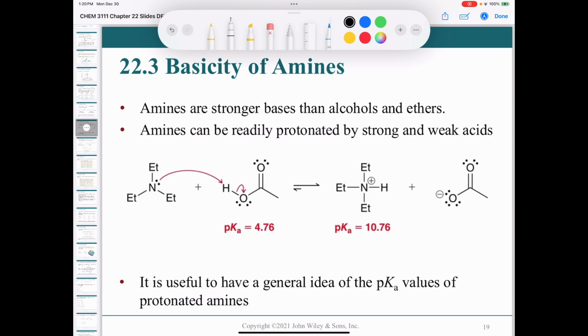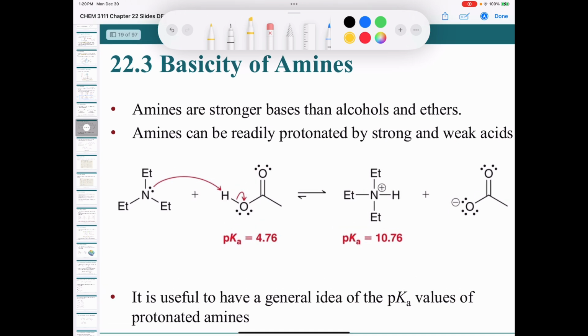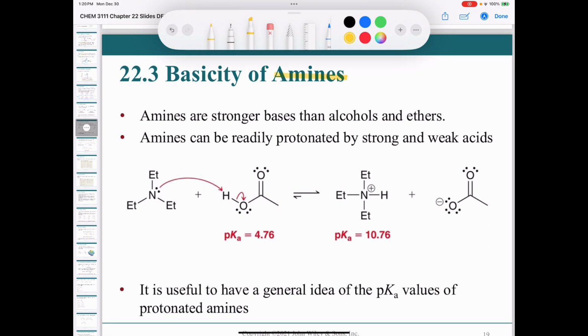Now next we want to take a look at the basicity of an amine, okay? Because when you think of an amine, one of the things that you should think of as an organic chemist is that amines are organic bases. They're not strong bases like sodium hydroxide or lithium hydroxide, but they are bases, okay? So it says here, amines are stronger bases than alcohols or ethers. Amines can be readily protonated by strong and weak acids.